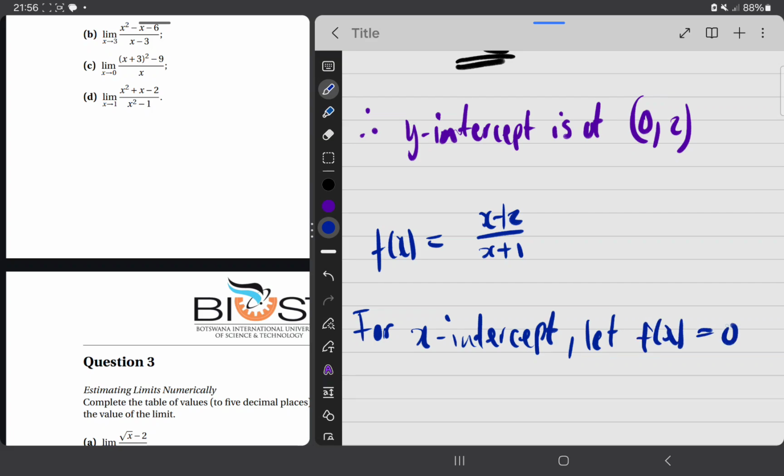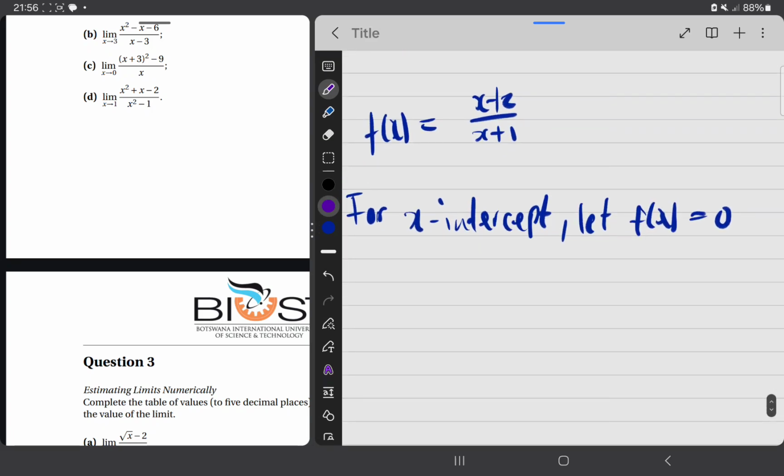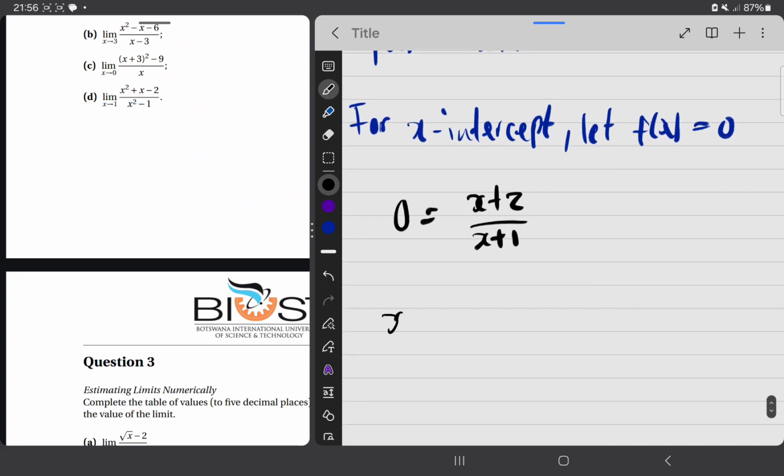It's the other way of writing y. So you say let f of x equal to 0. That means where there is f of x, we are putting 0. So 0 is equal to x plus 2 over x plus 1. And we know that when a fraction is equal to 0, it means the top is 0. So you can just say x plus 2 is equal to 0, which means that x equals negative 2.